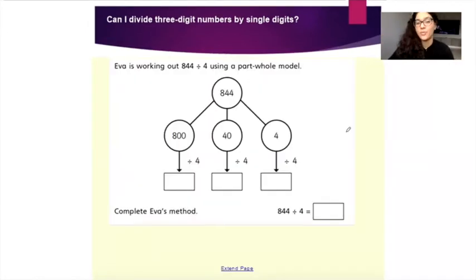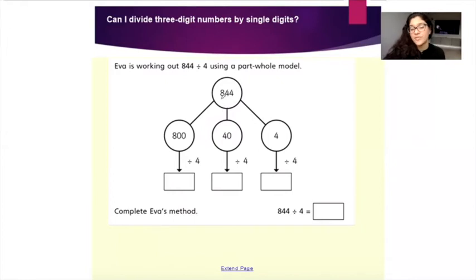Here's another way of working out the division of 3-digit numbers by single digits. Eva is working out 844 divided by 4 using a part-whole model. Now, if you've already done this with your 2-digit number division, then well done. It's exactly the same. It's just you're working with more digits this time, just 1 extra digit. So we're going to complete her method.